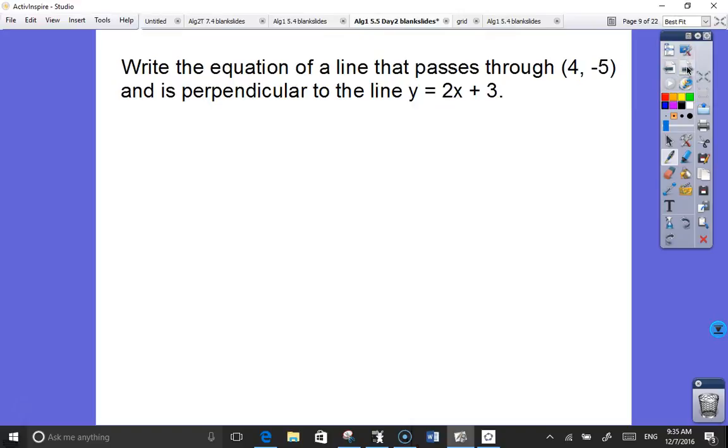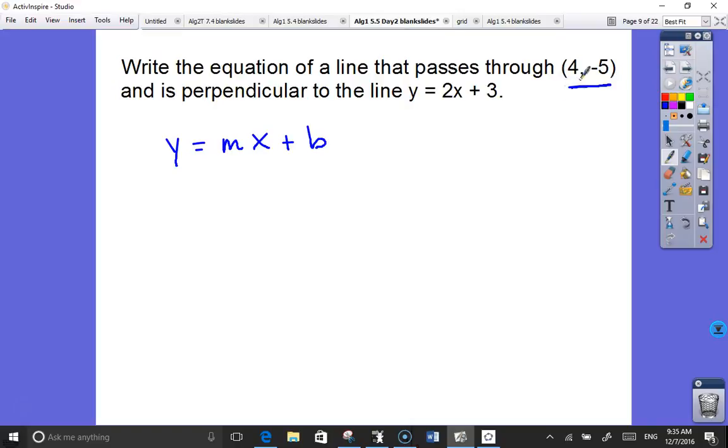Okay, write the equation of a line that passes through the point (4, -5), and it's perpendicular to the line y equals 2x plus 3. So we're going to try to write the equation. And we know all we need to fill into that is slope and the y-intercept. Now, they've given us a point. We know we can do this if we have a point and the slope.